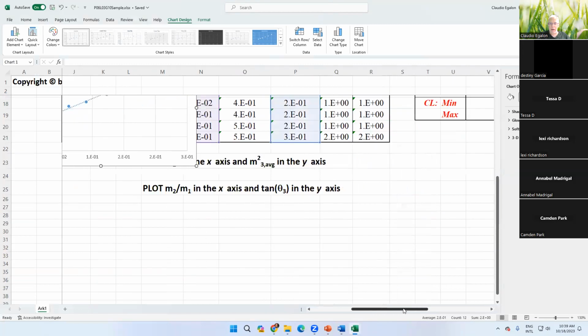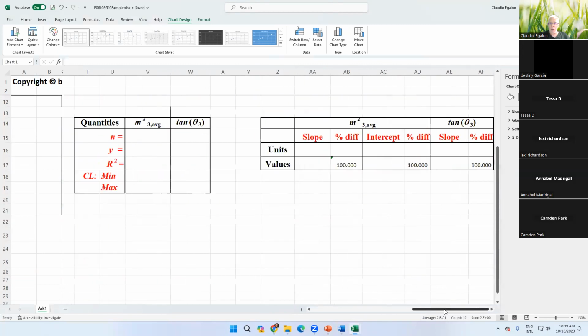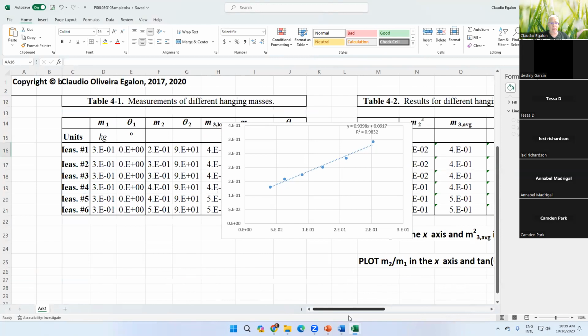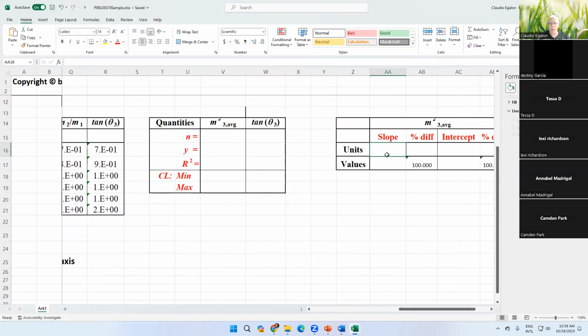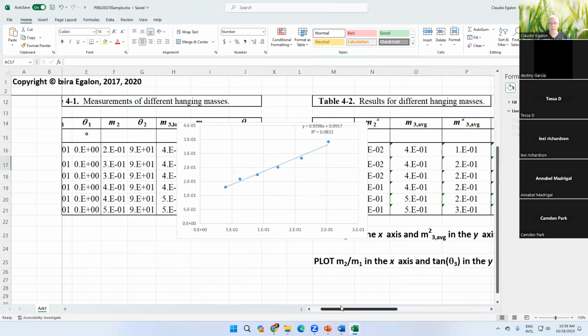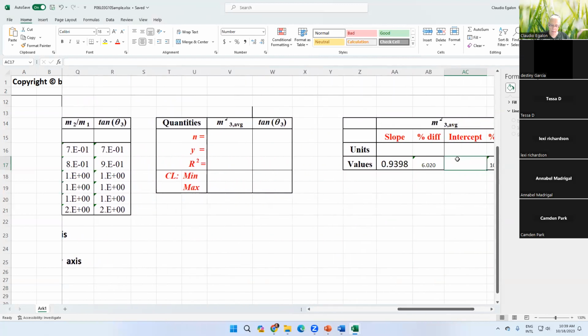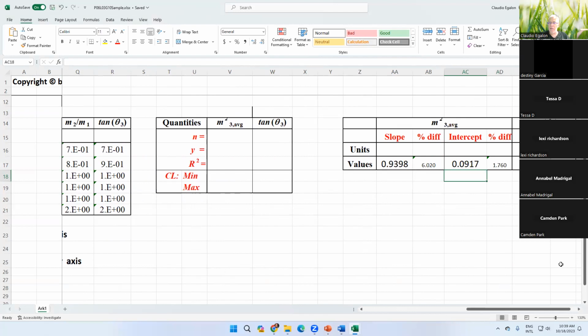So let's take a look here. The slope is 0.9398, a 6% difference. And then the intercept, 0.0917, how much percent difference? 1% difference.